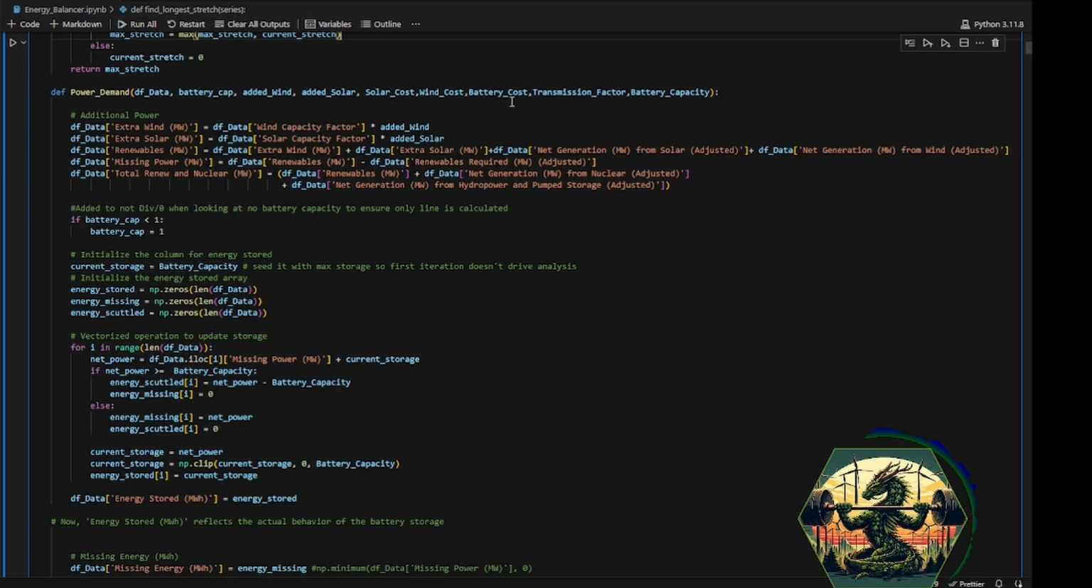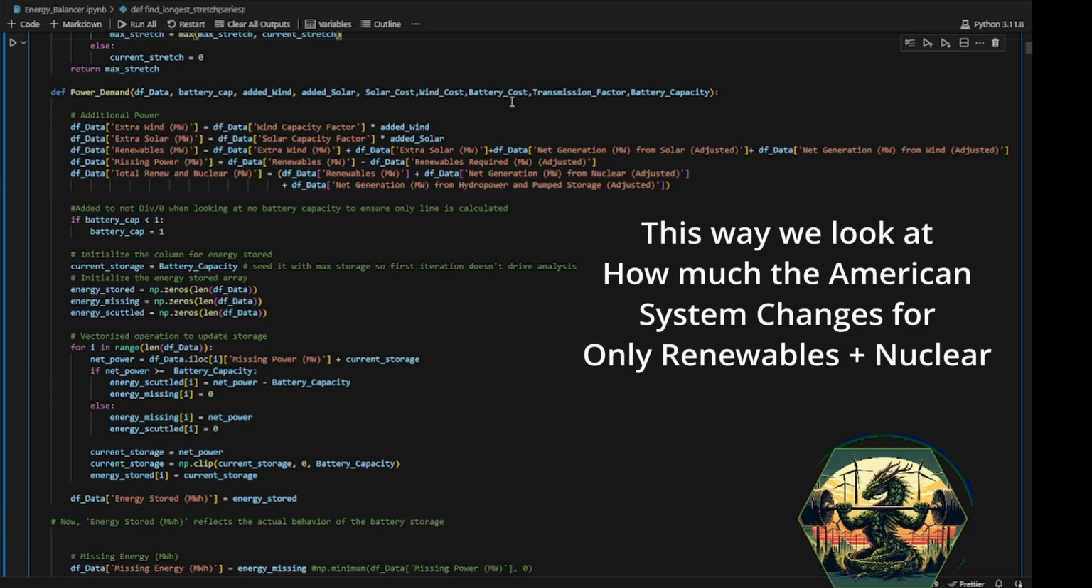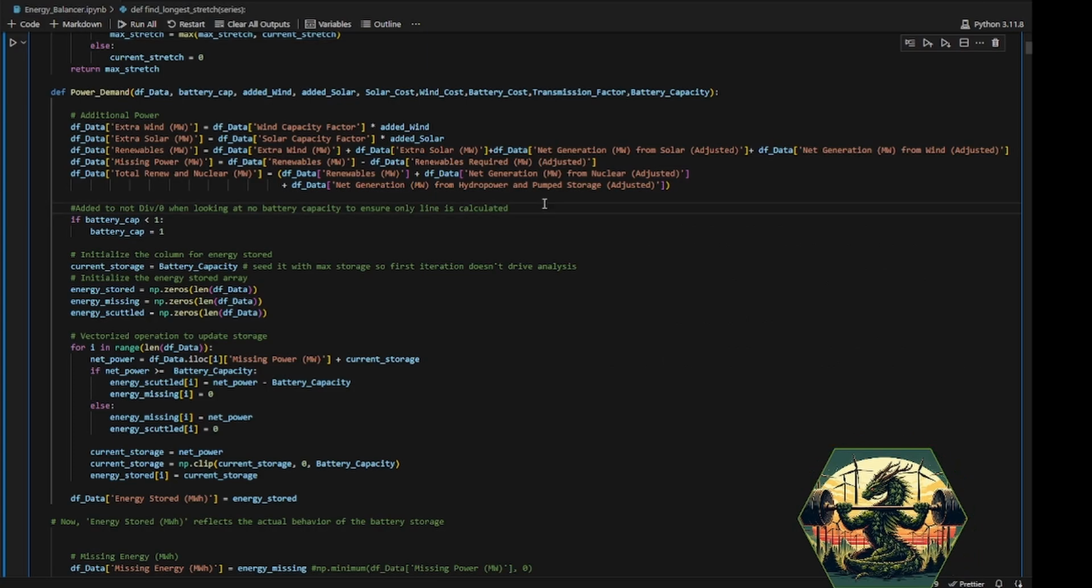Then our total renewables ends up being your extra wind plus your extra solar plus your original solar and your original wind. Your missing power is going to be the difference between the renewable power and the renewables required, which we calculated before. Then we can get the total renewable and nuclear energy system. So that's all the renewables, all the nuclear, and all the hydro and pump storage. This part here is just so that we don't get a divide by zero error if you want zero battery capacity in one of your scenarios.